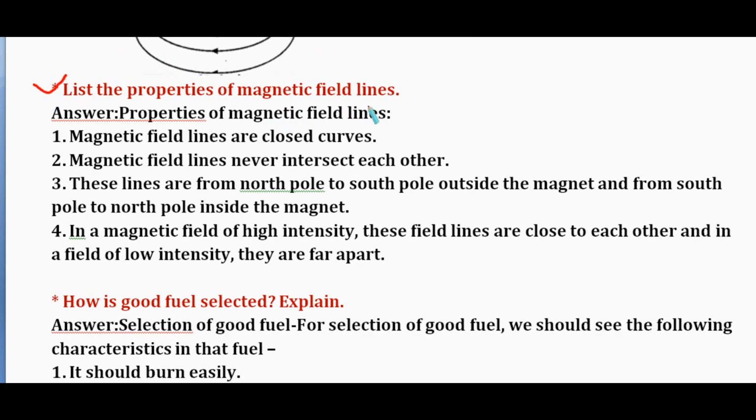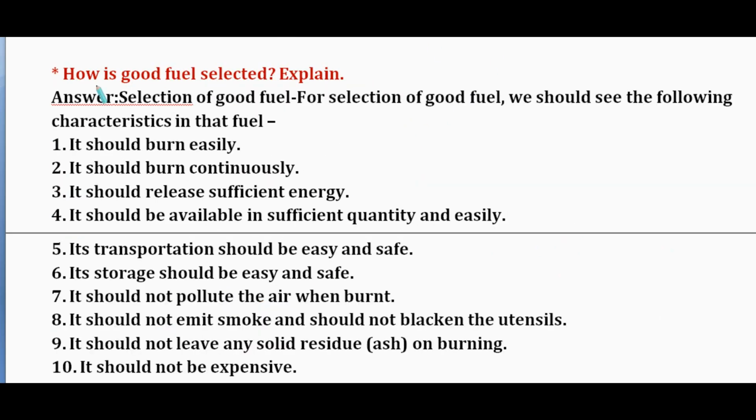Next question: list the properties of magnetic field lines. Properties of magnetic field lines are: magnetic field lines are closed curves. Magnetic field lines never intersect each other. These lines are from North Pole to South Pole outside the magnet, and from South Pole to North Pole inside the magnet. Fourth: in a magnetic field of high intensity, these field lines are close to each other, and in a field of low intensity, they are far apart.